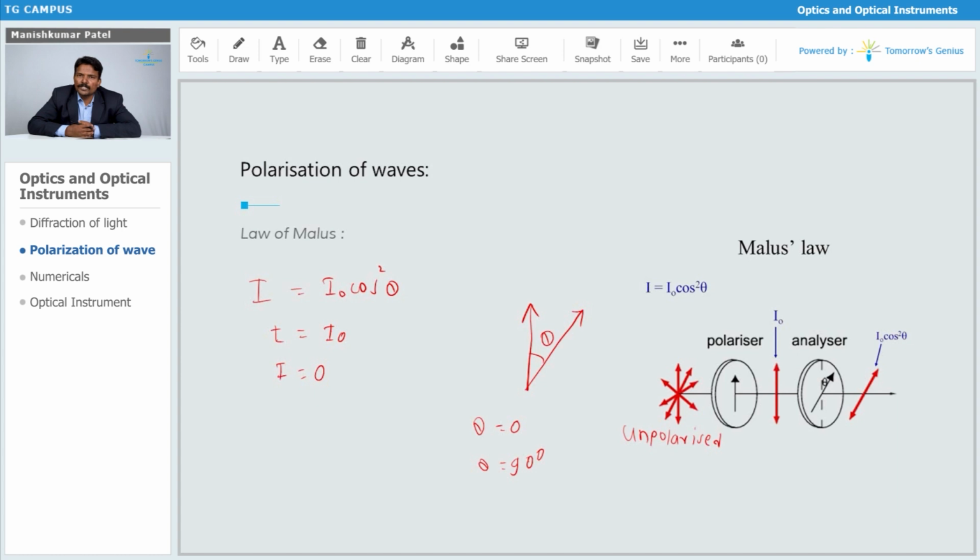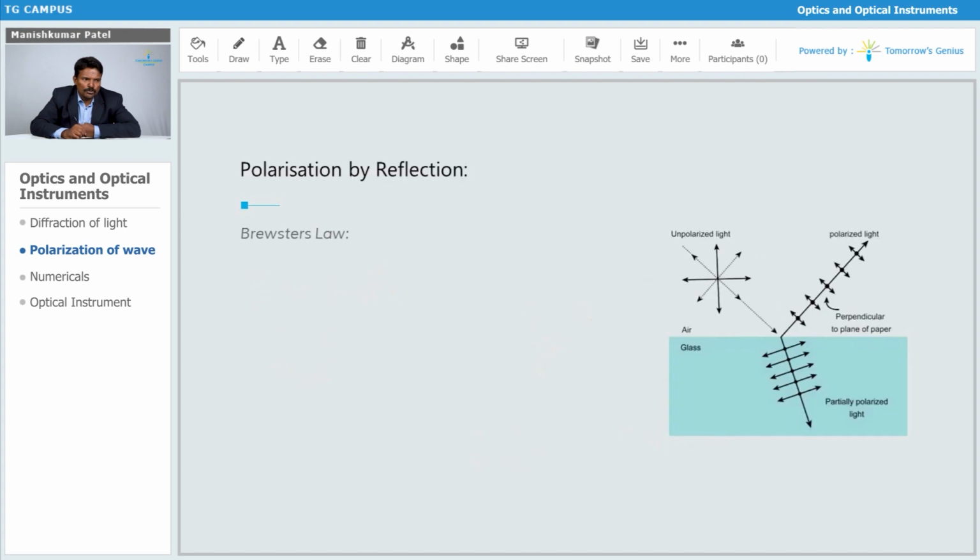I equals I naught cos squared theta. Based on the value of theta, the intensity also changes. That is what we call the law of Malus. So this is again the polarization by reflection.